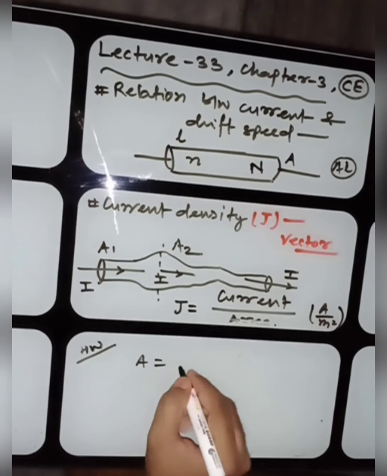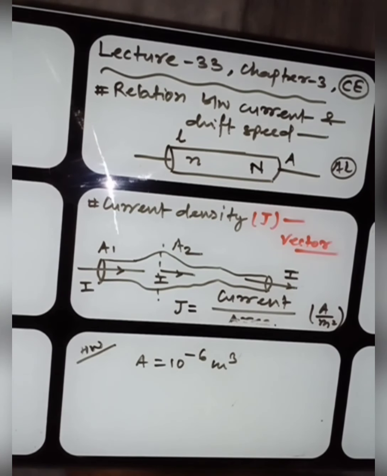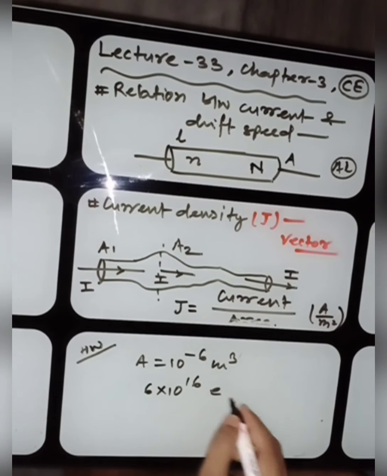So the aperture is 10 to the power minus 6 meter square. Now, again I'm telling the question. An electron beam has an aperture of 10 to the power minus 6 meter square. The total number of electrons moving through any perpendicular cross section per second is 6 into 10 to the power 16. How many electrons are crossing? 6 into 10 to the power 16 electrons.